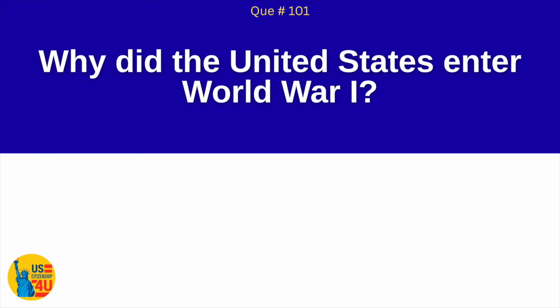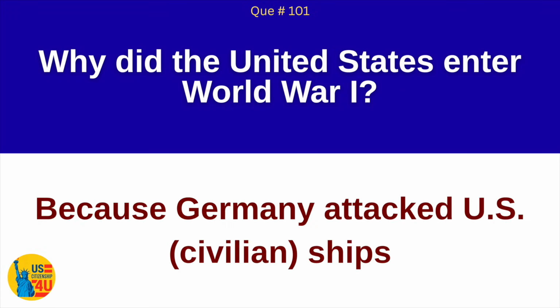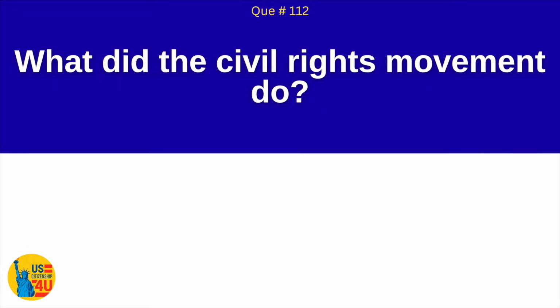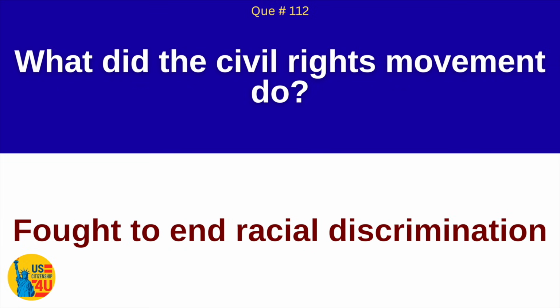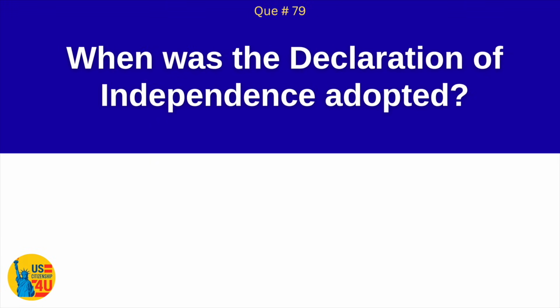Why did the United States enter World War I? Because Germany attacked U.S. civilian ships. What did the Civil Rights Movement do? Fought to end racial discrimination. When was the Declaration of Independence adopted? July 4, 1776.